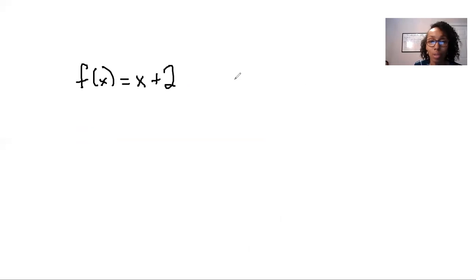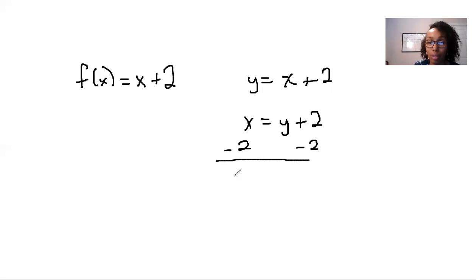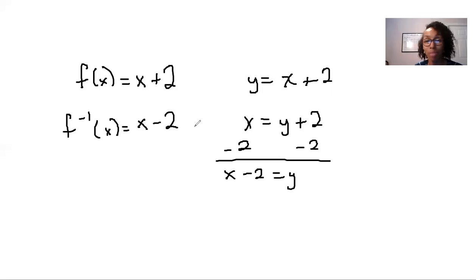And now we replace our y and x values and solve for y. So we switch it, and now it says x equals y plus 2. Then we subtract off the 2, so that we have x minus 2 equal to y. So that is the inverse function: x minus 2.